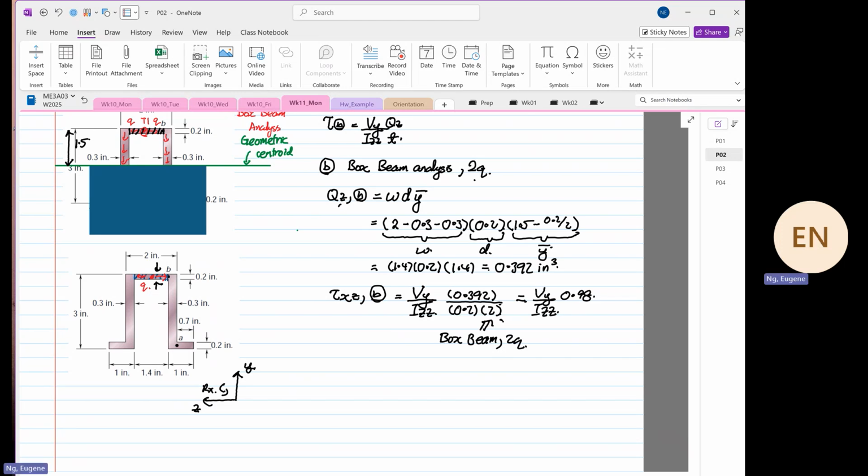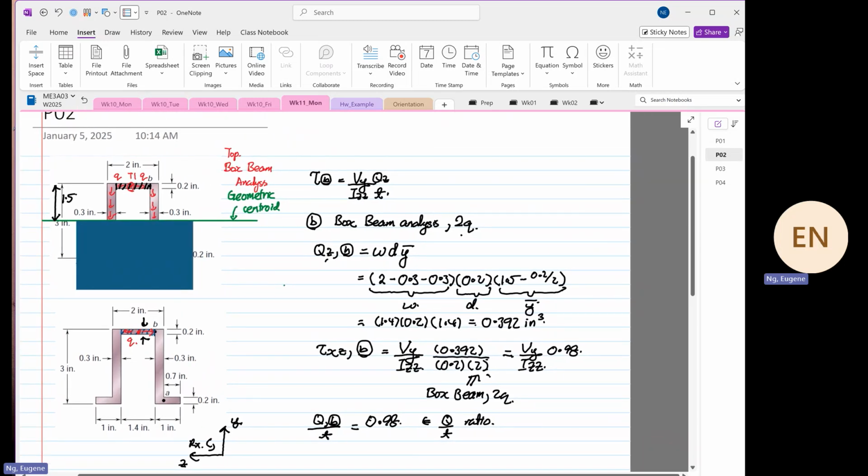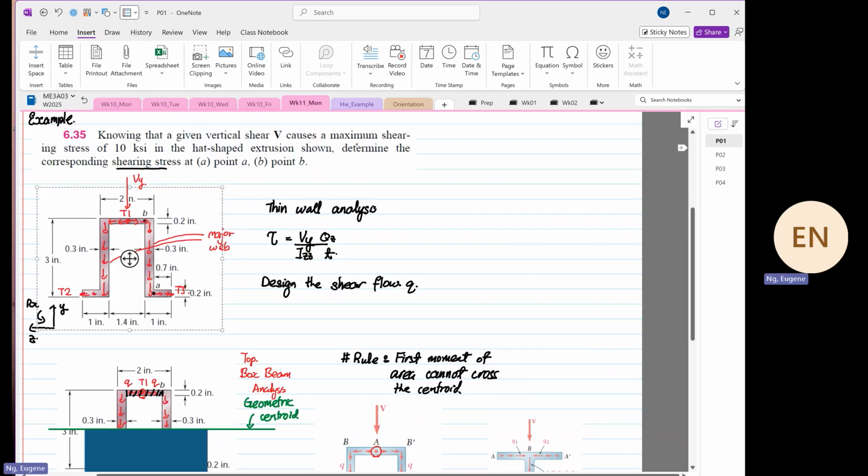So from here, we know that the Q at point B divided by T is equal to 0.98. Now again, we are dealing with the Q over T ratio. Now, some of you will ask me, Eugene, why not we find the second moment of area first? Okay. So the question says that the maximum shearing stress is what?